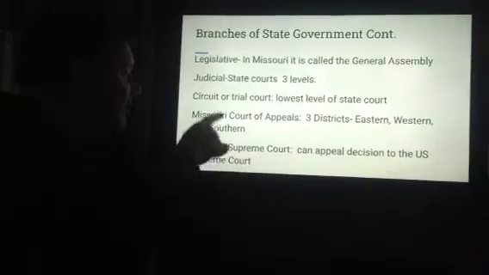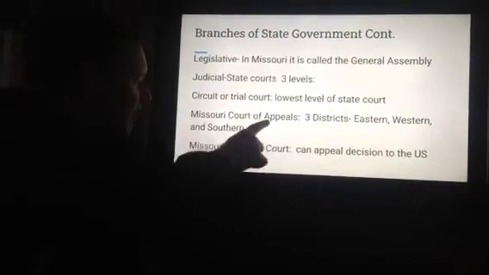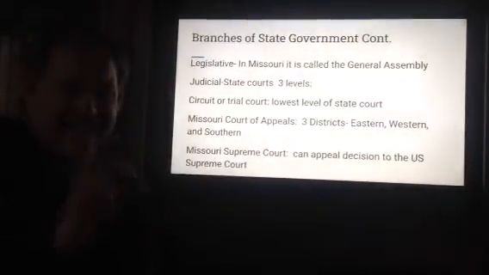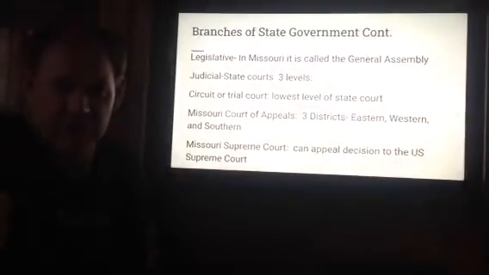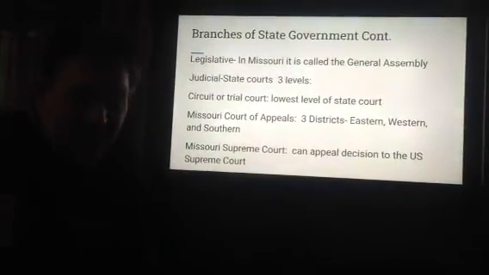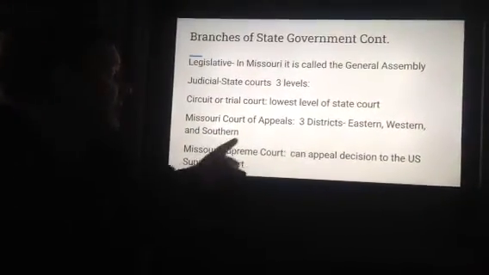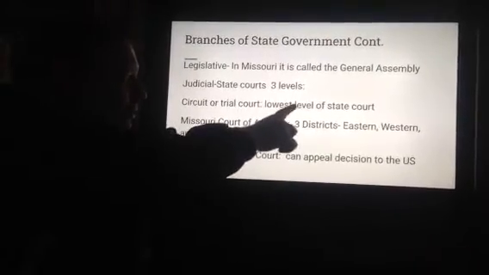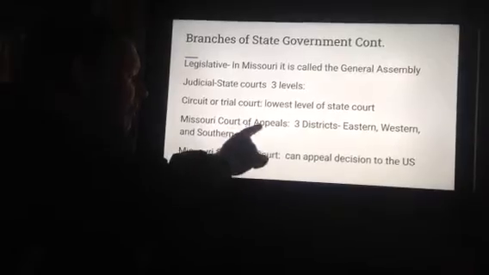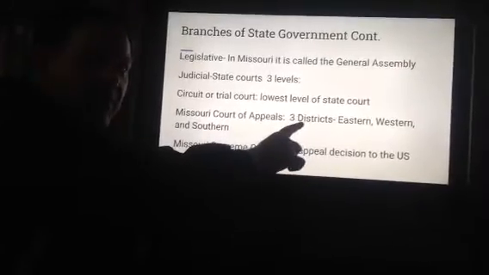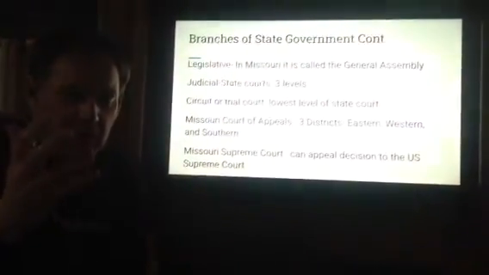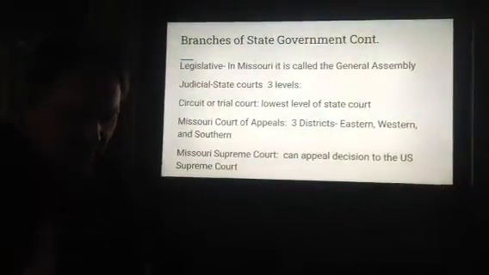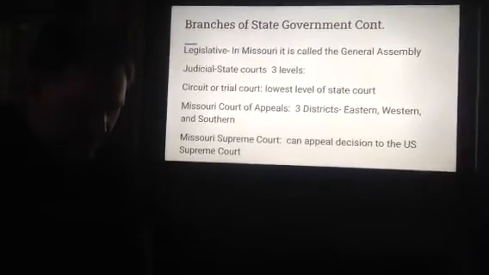So as you look at it, you have Circuit, Court of Appeals, Supreme Court. It's set up exactly like the federal judiciary. It's almost exactly the same. You've got the trial court, circuit court. Again, they would have original jurisdiction only. Court of Appeals, appellate jurisdiction. Supreme Court, appellate jurisdiction. Just like we talked about with the federal government. It's exactly the same.